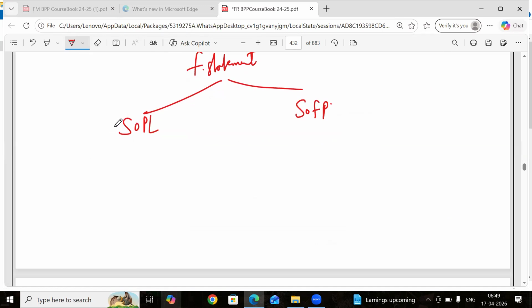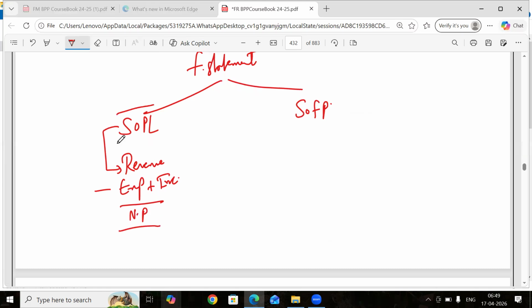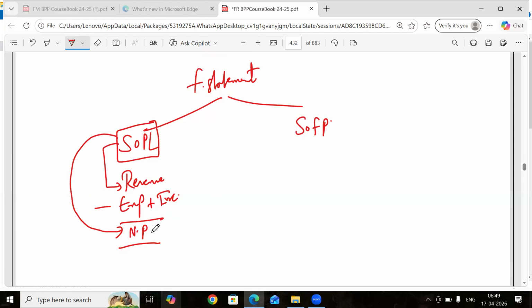Statement of profit or loss takes into consideration the revenue, what they generate in the business. From revenue, they're going to deduct all the expenses and add all the kind of incomes. The final result will be net profit. So statement of profit or loss gives you the idea about the company's performance, how it's been, and you will know the performance of the company via net profit.